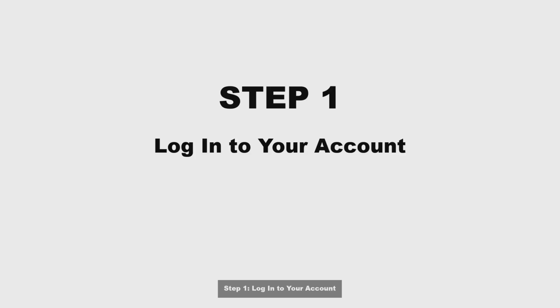Changing your payout method on CrowdSpring is a straightforward process. Follow these steps to ensure you update your payment preferences successfully. Step 1. Log into your account. Access your CrowdSpring account by entering your username and password on the login page. Make sure you have your credentials ready.